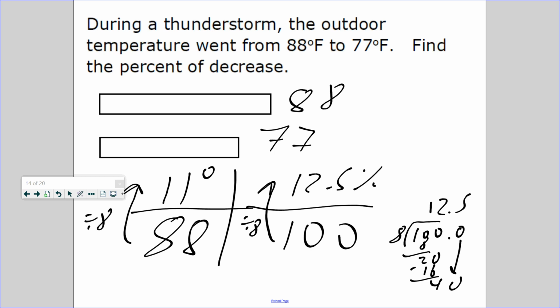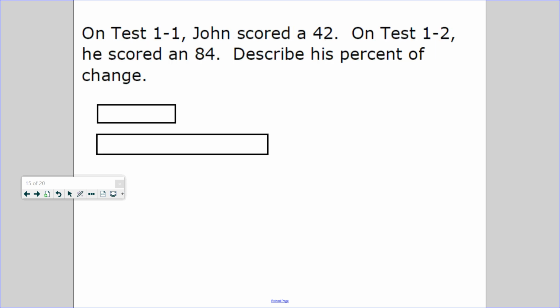So what we are learning today is percent of increase and decrease. You have to figure out how it is changing by, out of the original number. And that is how you do percent of decrease.